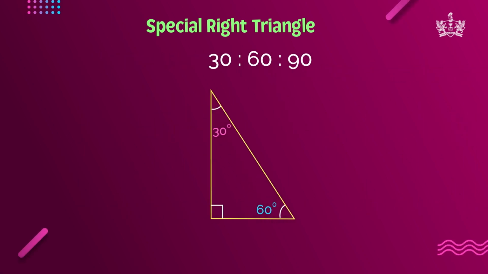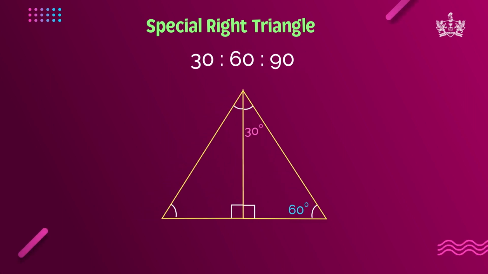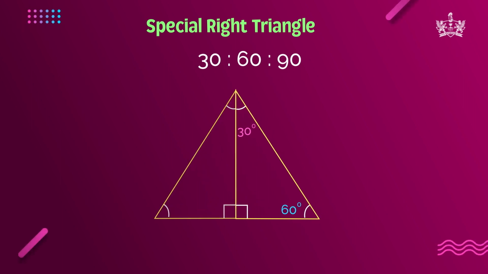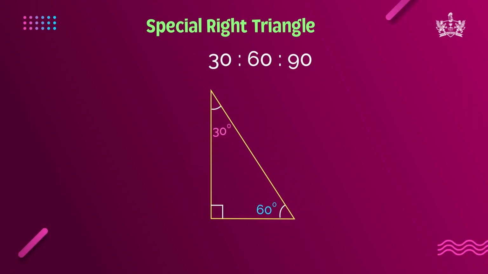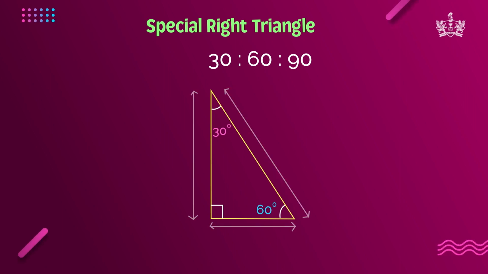Let's start with the 30, 60, 90 right triangle. The first thing to know about this right triangle is that it is half an equilateral triangle. This is important to remember in case you ever need to find the measurements of one. Our job is now to memorize the ratios of each side.